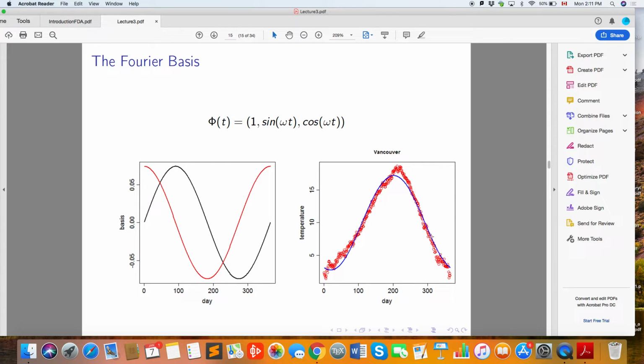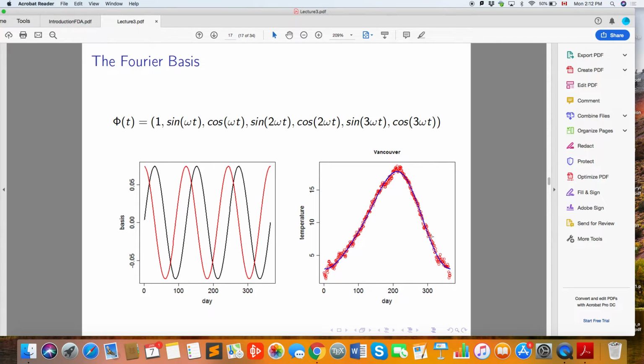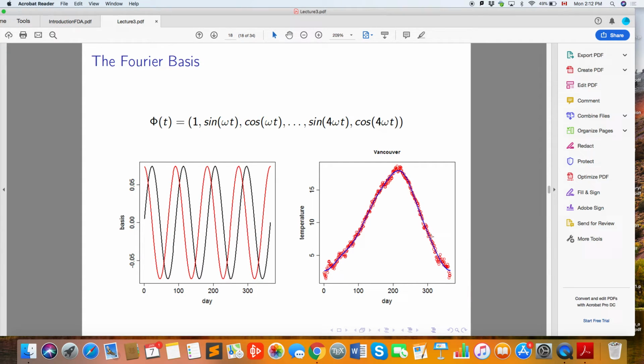Yes. And then we can add another pair, sin 2 omega t and cosine 2 omega t, and you can see the fit is pretty good now, right? And we can add another pair, sin 3 omega t and cosine 3 omega t, and the fit is still improving, and we can try another pair, sin 4 omega t and cosine 4 omega t, and you can see the fit is pretty good.